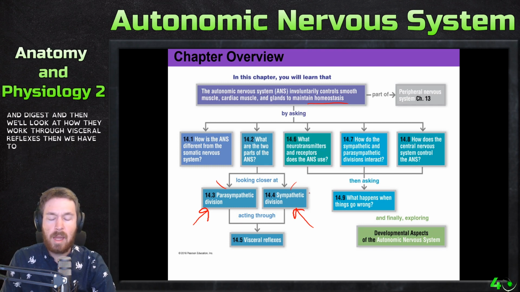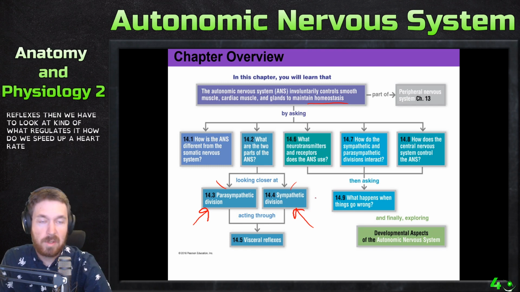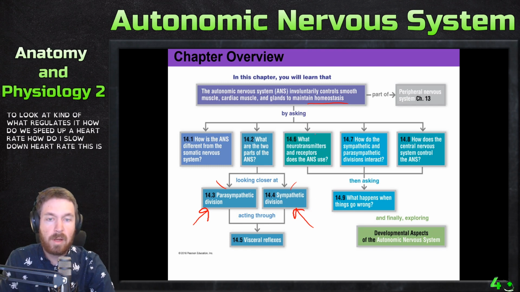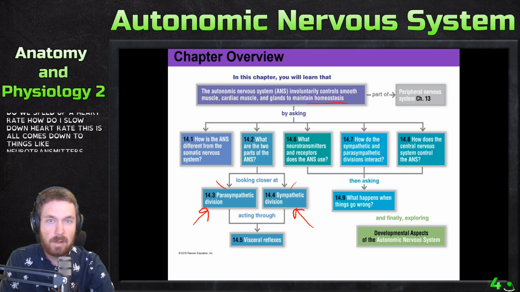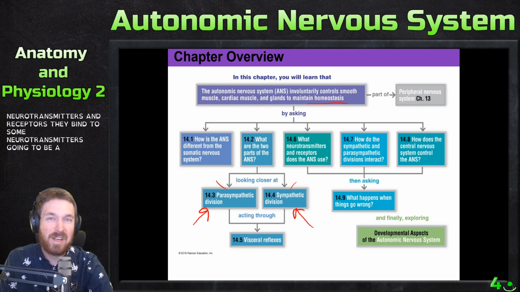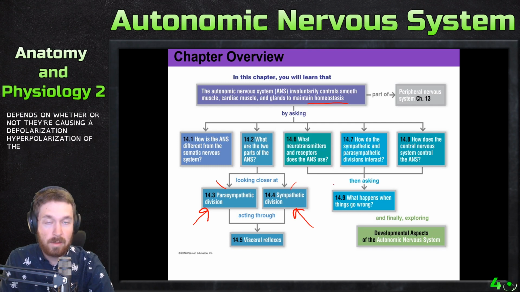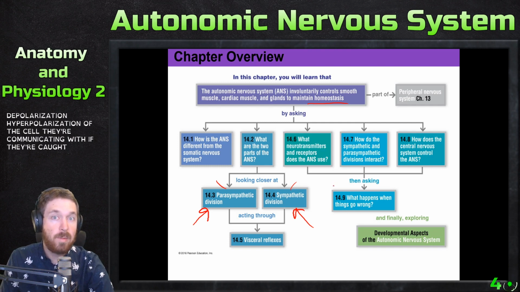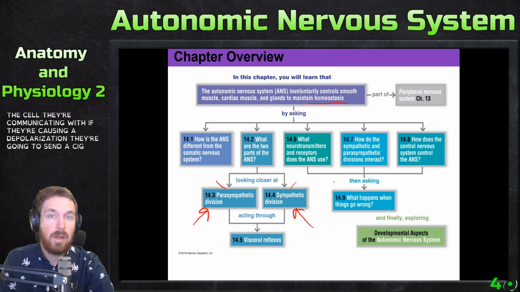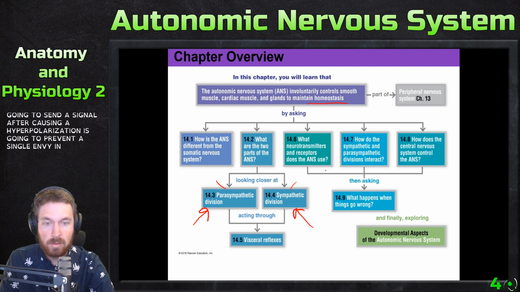Then we have to look at kind of what regulates it. How do we speed up a heart rate? How do we slow down a heart rate? This all comes down to things like neurotransmitters and the receptors they bind to. Some neurotransmitters can be excitatory or inhibitory, and it all depends on whether or not they're causing a depolarization or hyperpolarization of the cell they're communicating with. If they're causing a depolarization, they're going to send a signal. If they're causing a hyperpolarization, it's going to prevent a signal and be inhibitory.